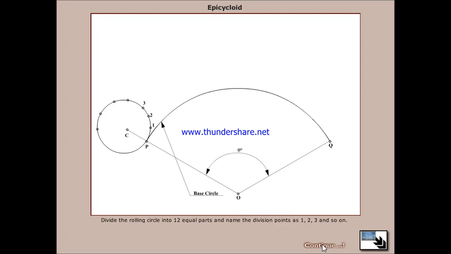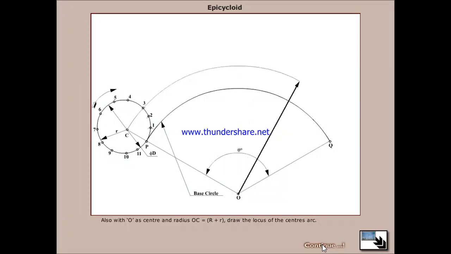Divide the rolling circle into 12 equal parts and name the division points as 1, 2, 3 and so on. The numbering is done in the anti-clockwise direction. With O as center, draw a number of concentric arcs passing through the division points 1, 2, 3, etc. Also with O as center and radius OC equal to capital R plus small r, draw the locus of centers arc.